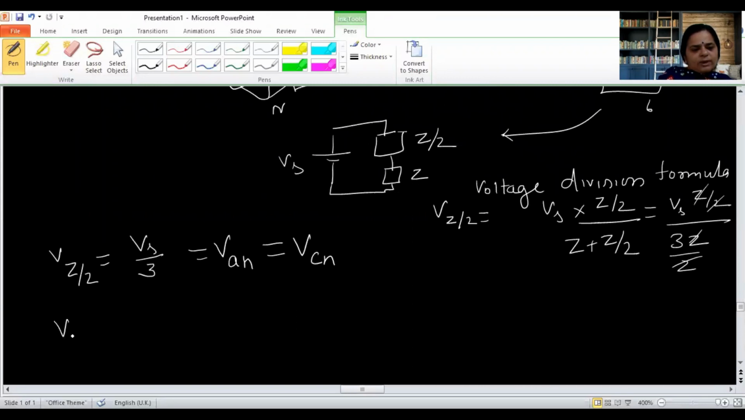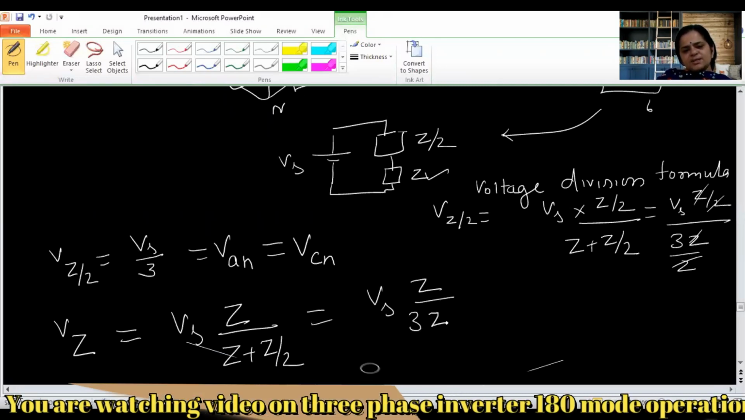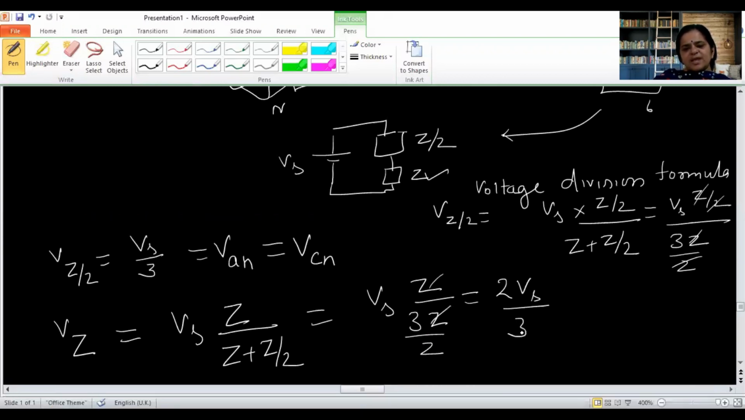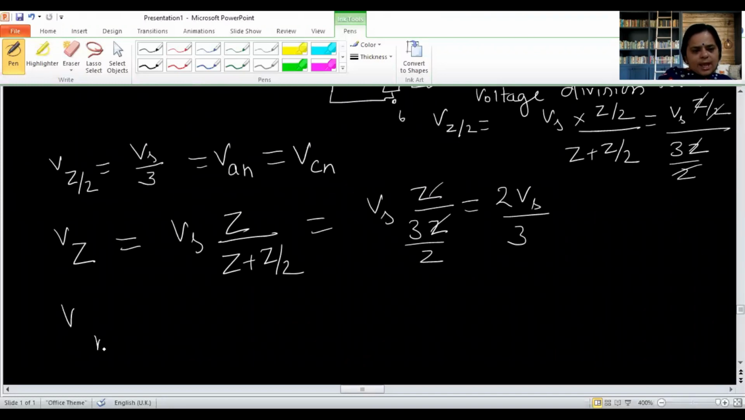Now if I calculate VZ, meaning the voltage across this, again by the voltage division formula, it will be Vs into Z upon Z plus Z by 2. So what am I going to get? Vs Z over 3Z by 2. So Z cancels Z, and it is 2 Vs by 3. So this voltage, this is N and this is B, this voltage VNB is equal to 2 Vs by 3. If I calculate VBN, that is minus 2 Vs by 3.